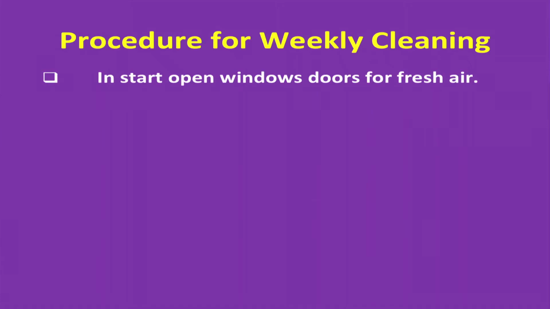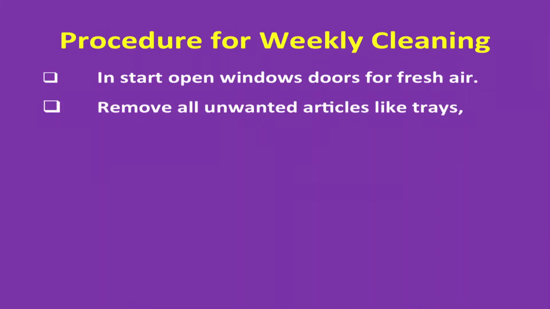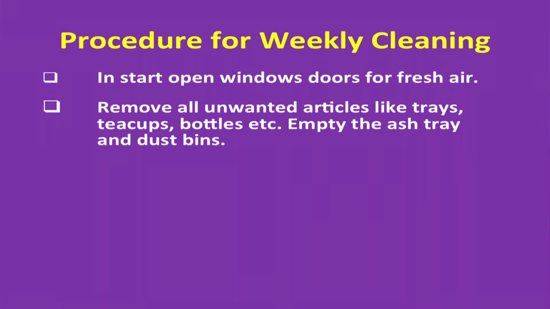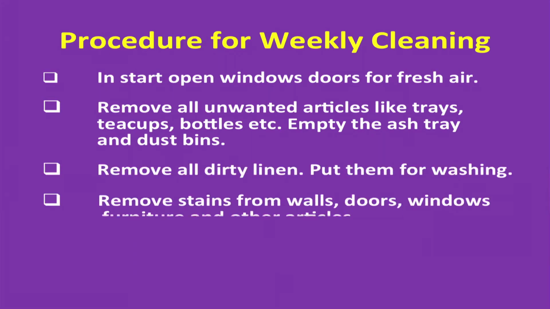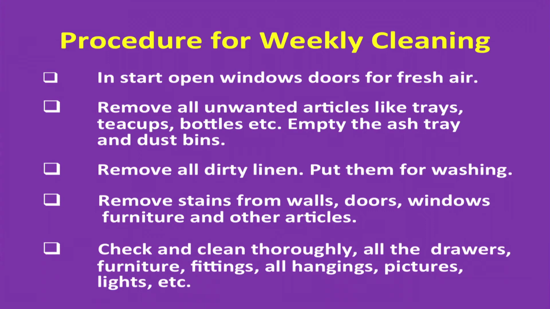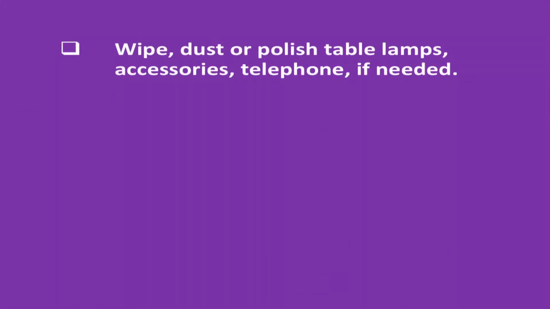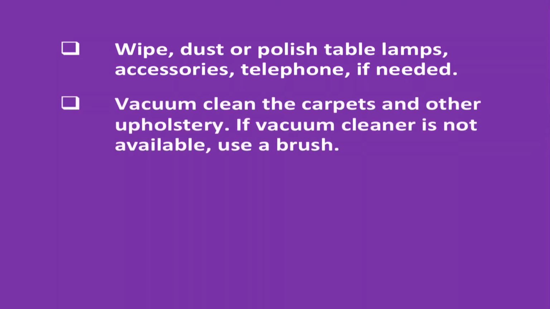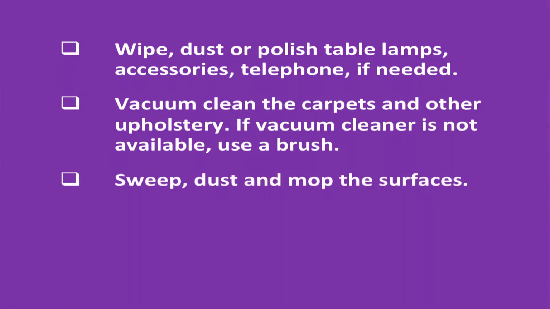General procedure for weekly cleaning. Start by opening all the windows for fresh air. Remove all unwanted articles like trays, teacups, bottles, etc. Empty the ashtray and dustbins. Remove all dirty linen. Remove stains from walls, doors, windows and furniture. Check and clean thoroughly all the drawers; wipe, dust or polish table lamps, accessories, telephone if needed. Vacuum clean the carpets and other upholstery. If vacuum cleaner is not available, use a brush. Sweep, dust and mop the surfaces.